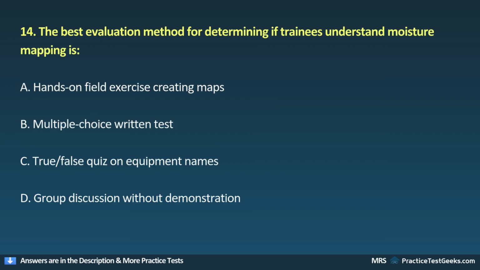14. The best evaluation method for determining if trainees understand moisture mapping is A. Hands-on field exercise creating maps. B. Multiple-choice written test. C. True-false quiz on equipment names. D. Group discussion without demonstration.